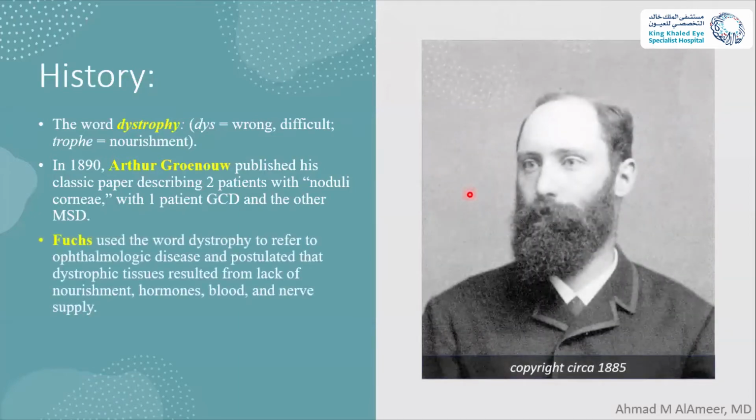Fuchs used the word dystrophy to refer to ophthalmic disease, and he postulated that dystrophic tissue results from lack of nourishment, hormones, blood, and nerve supply.